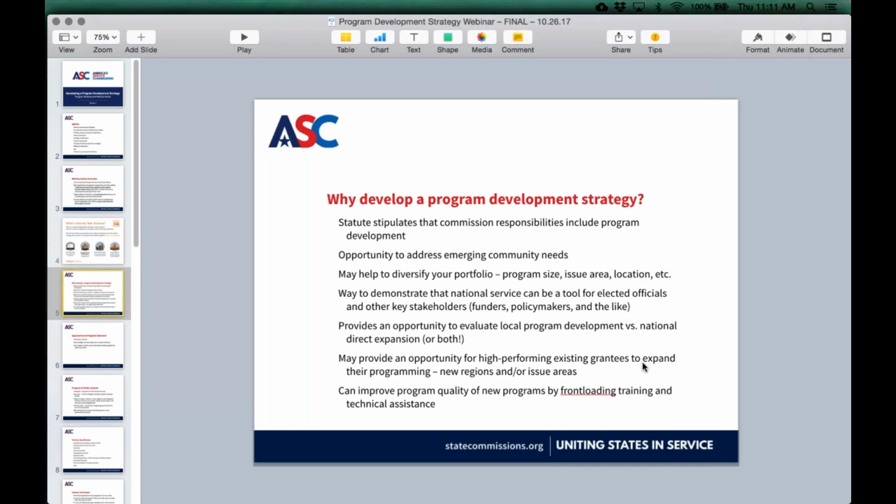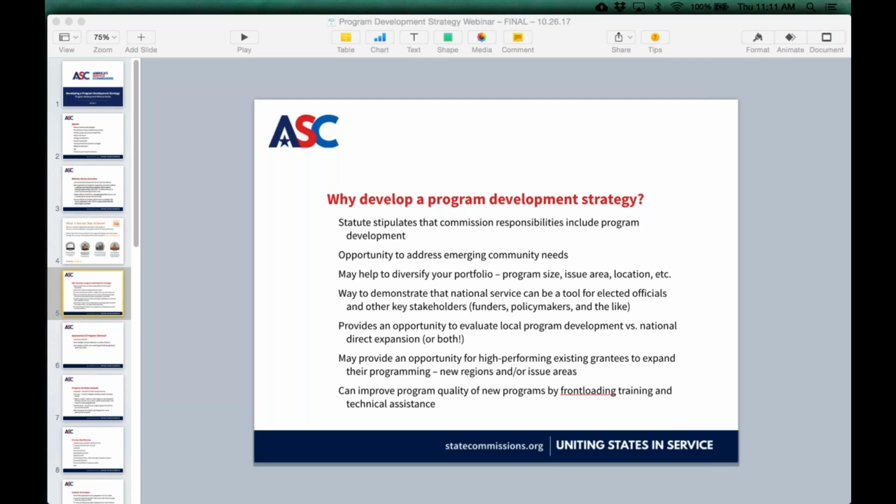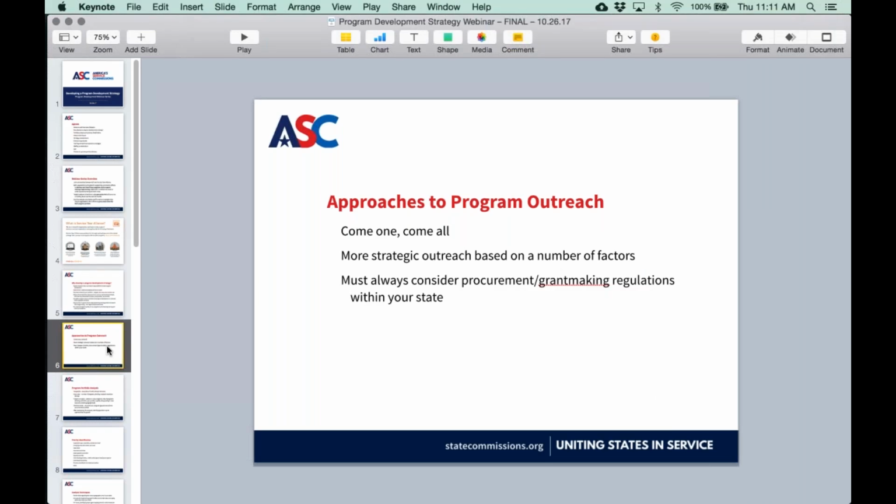So again, just some thoughts as to why you might want to be thinking about developing a program development strategy for your commission. So now I want to move on to approaches to program outreach. So I think for many commissions, there has been traditionally the come one, come all approach, and that certainly is very, very appropriate, and I would submit that that's something that commissions should always be doing, is that you want to make your announcement that your NOFO or whatever the guidelines are in your state, that this is available right now if you're interested in learning more about AmeriCorps.